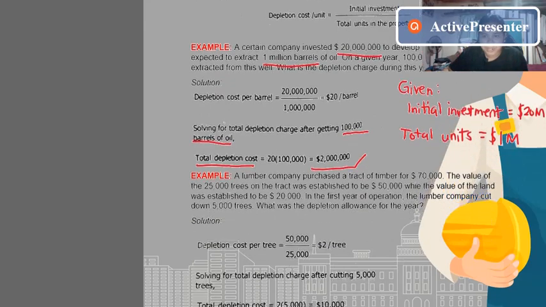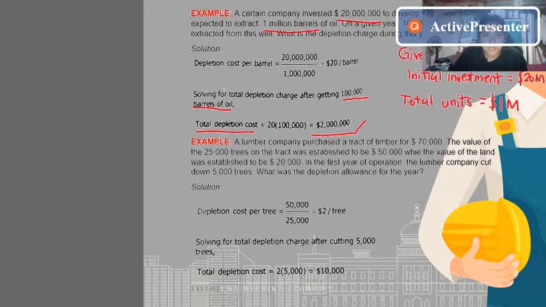So let's try another problem. A lumber company purchased a tract of timber for $70,000. The value of the 25,000 trees on the tract was established to be $50,000, while the value of the land was established to be $20,000. In the first year of operation, the lumber company cut down 5,000 trees. So what was the depletion allowance for the year? So our unknown is the depletion allowance.